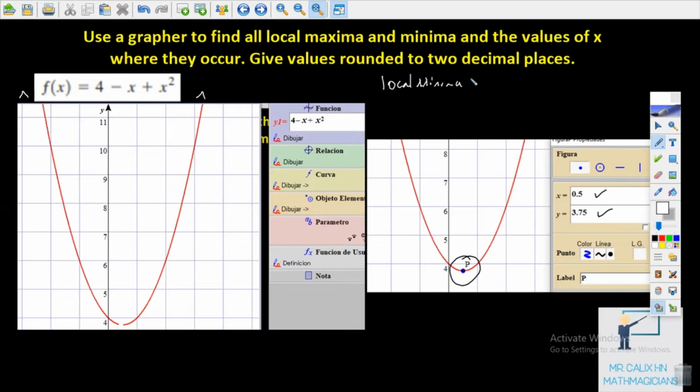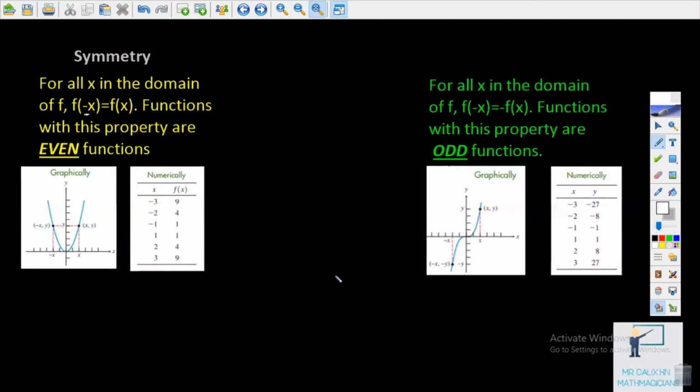It's set to round to 2 sig figs. So it will be in x at 0.50, and in y would be, let's use a comma, in y would be at 3.75. You can write it this way, or you can say that x is equal to 0.50 and y is equal to 3.75. Any of the 2 ways is correct. Let's continue. Now we're going to talk about symmetry.